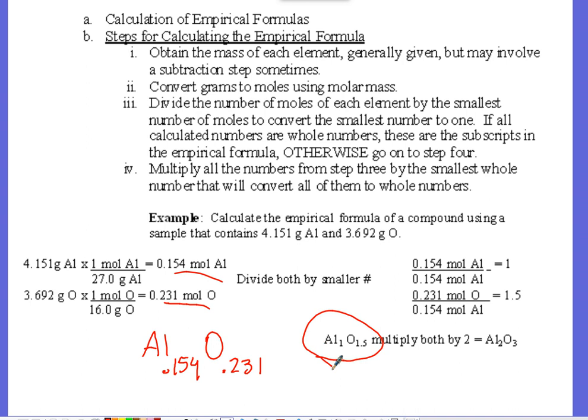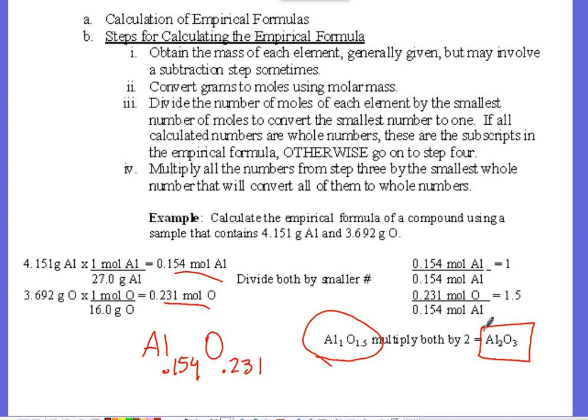Is 1 and 1.5 a better ratio? It's better than the previous one, but it's still not whole numbers. We need to get all the way to whole numbers. So I adjusted the ratio one more time by multiplying by 2, and I got a nice ratio.